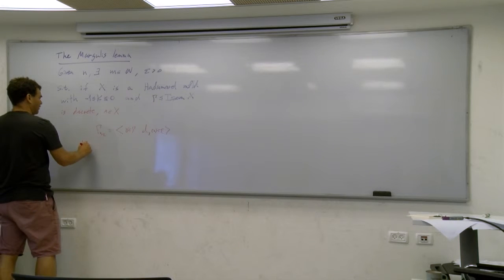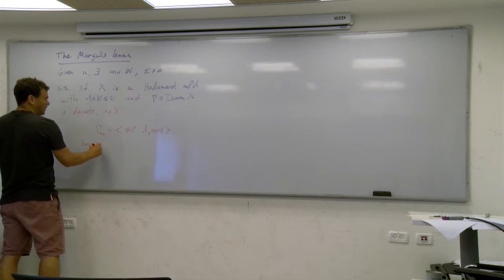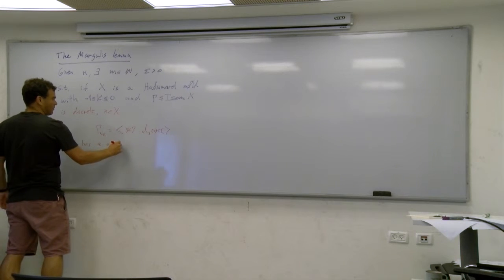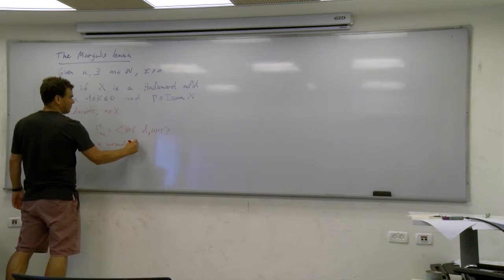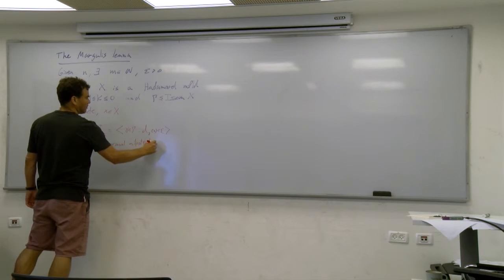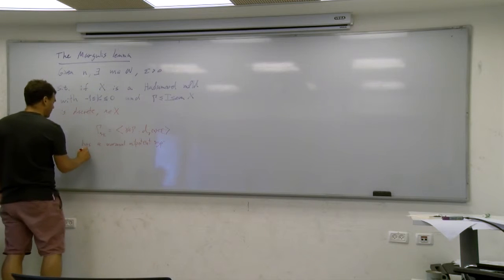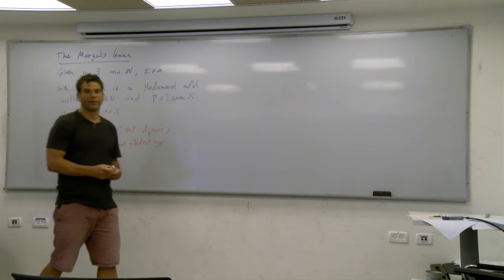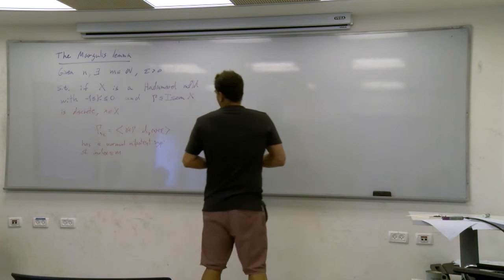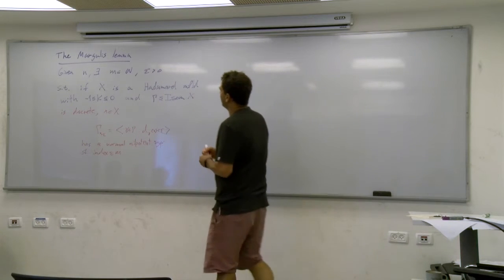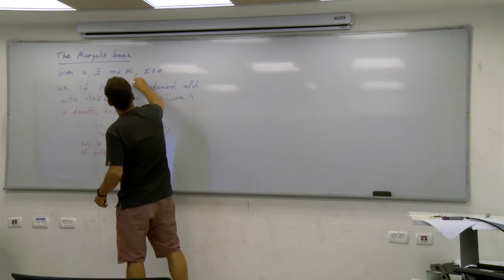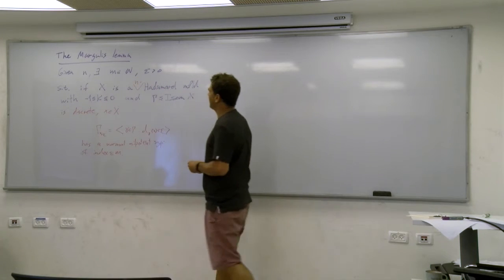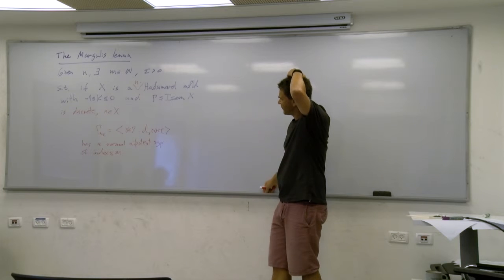has a normal nilpotent subgroup of index at most m. So this is a Hadamard space of dimension n. So that's m and epsilon depend on the dimension.